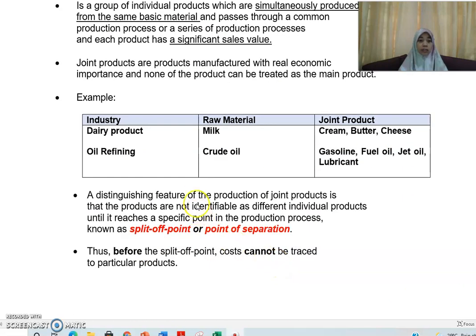A distinguishing feature of the production of joint products is that the products are not identifiable as different individual products until they reach a specific point in the production process, and that point is known as the split off point, or the point of separation. Thus, before the split off point, cost cannot be traced to particular products.